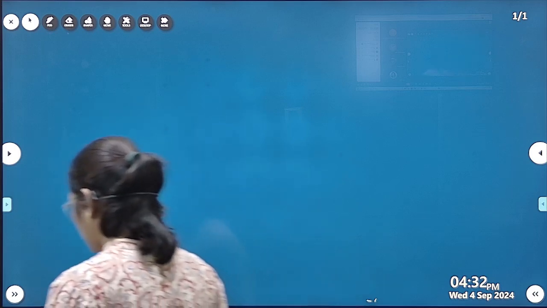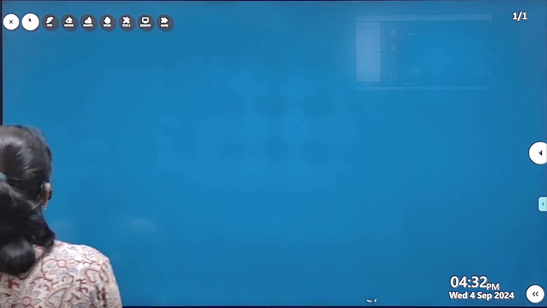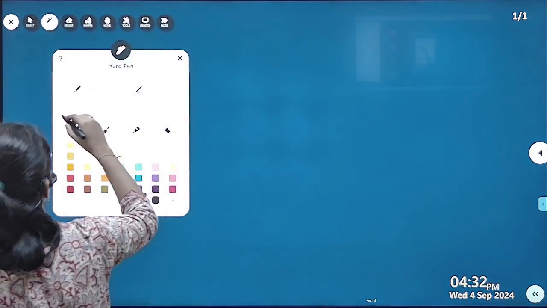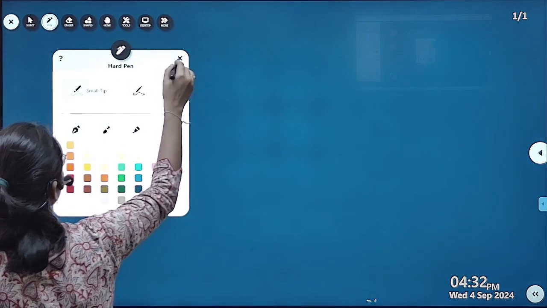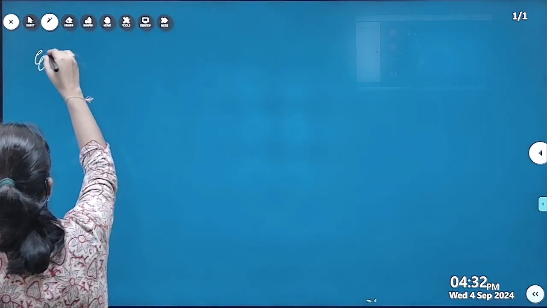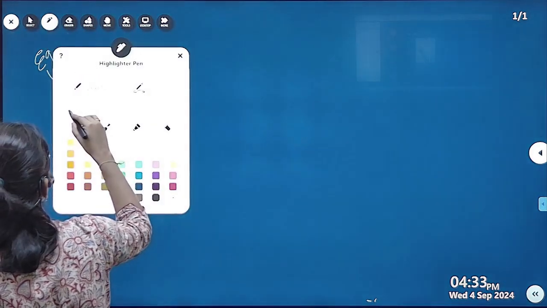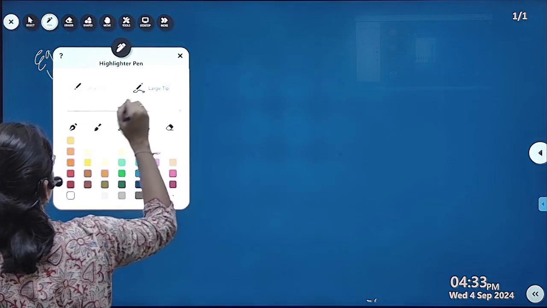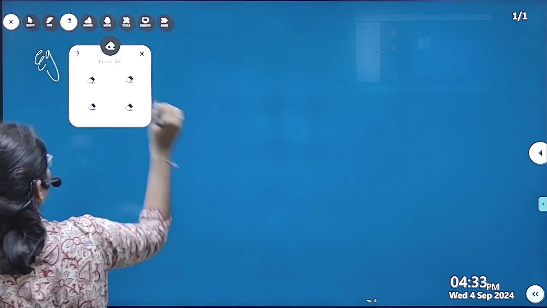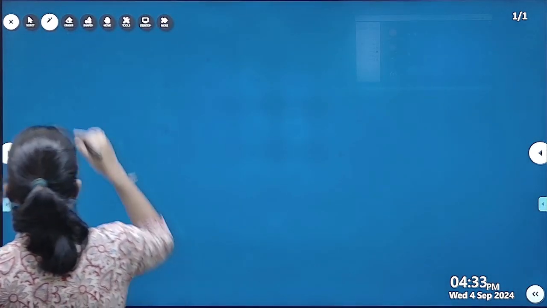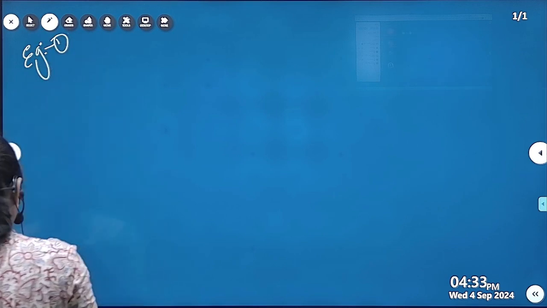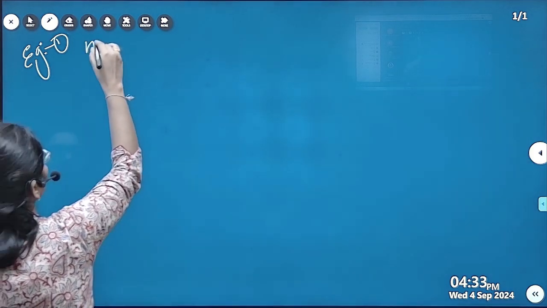Chalo, copy the question. So example number 1. So this is northwest corner rule.